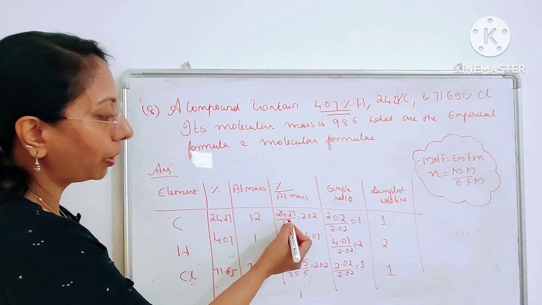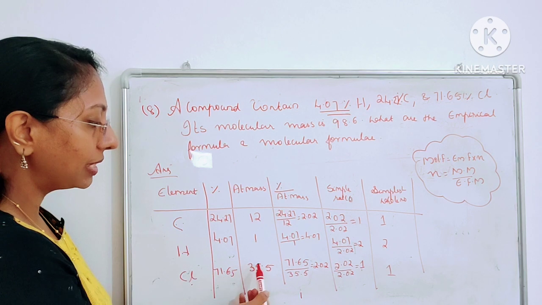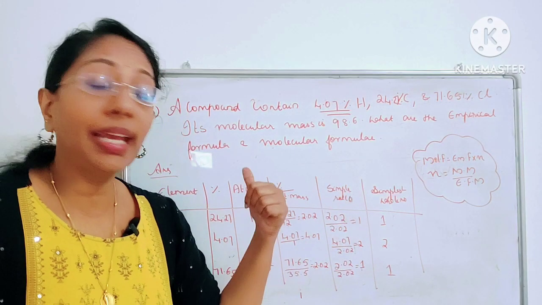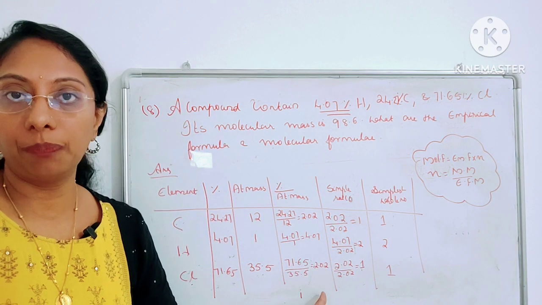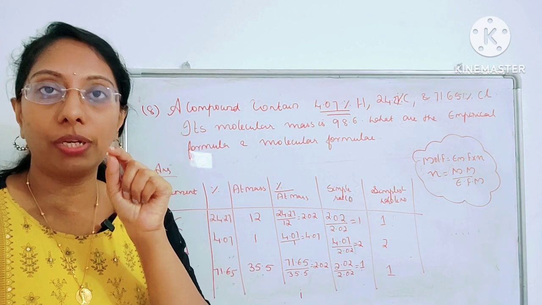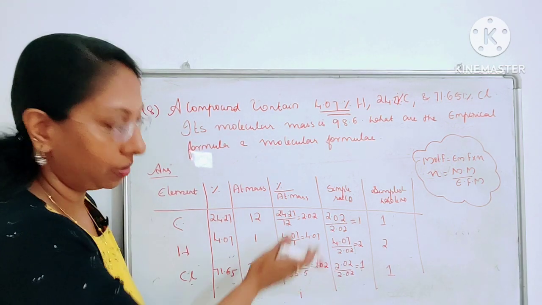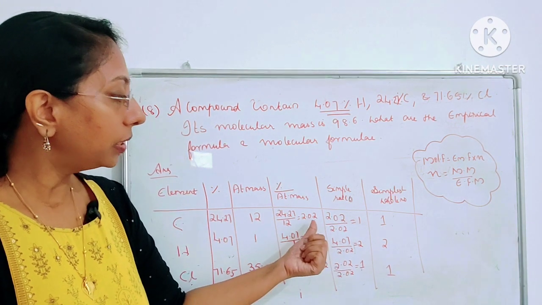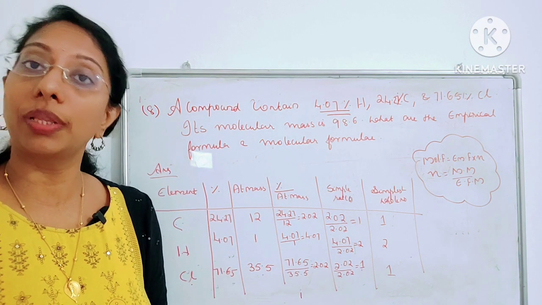So we are dividing 24.27 by 12, it is 2.02, 4.07 divided by 1 is 4.07 and 71.65 divided by 35.5 is 2.02. Then the next column is simple ratio. What does it mean? Because we are getting different values here, we have to make them into the most simplified values. For that, we have to determine which is the smallest number of all these. Here, the smallest number is 2.02. So, divide all these numbers by 2.02.